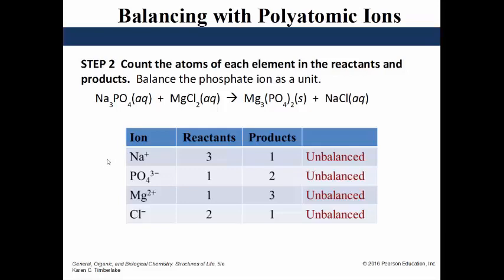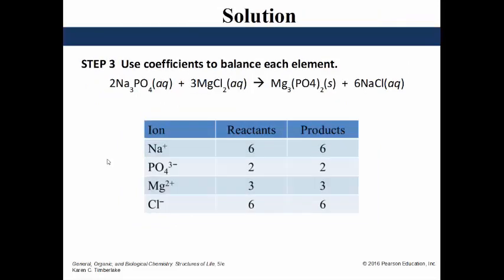And the best way to do this is really just trial and error. Keep adding coefficients until you get equal numbers of all elements on either side of the arrow. And the way you would do that here, for sodium, we start off with 3. If you add the 2 in front, 2 of these 3, 2 times 3 gives you 6. Then add a 6 over here to balance that out.